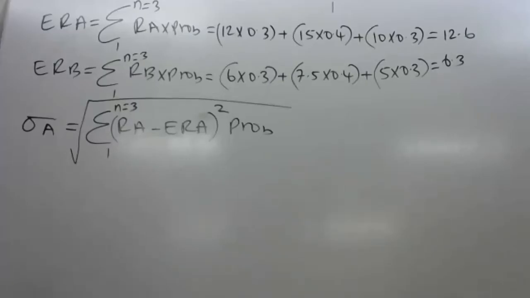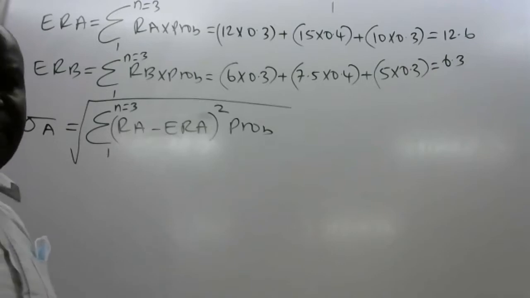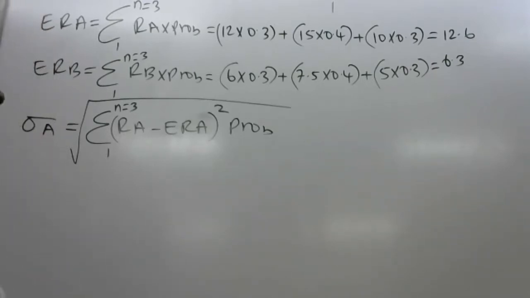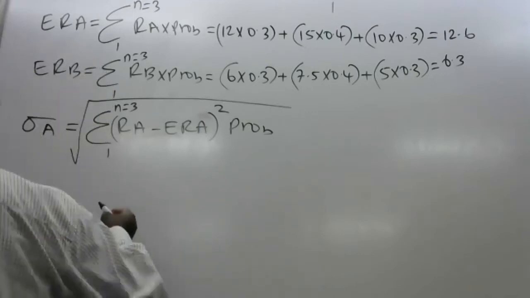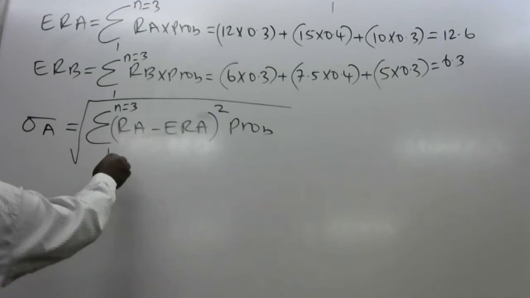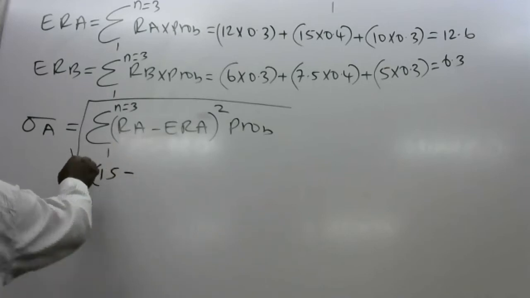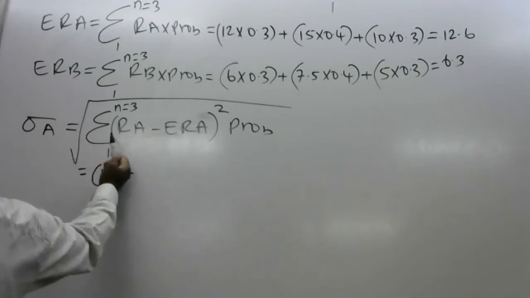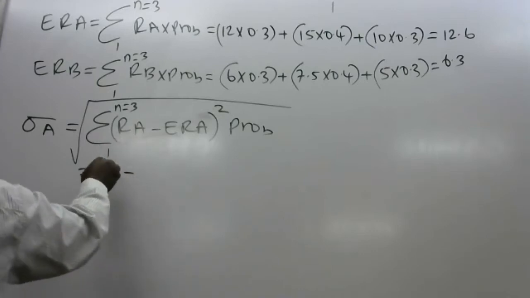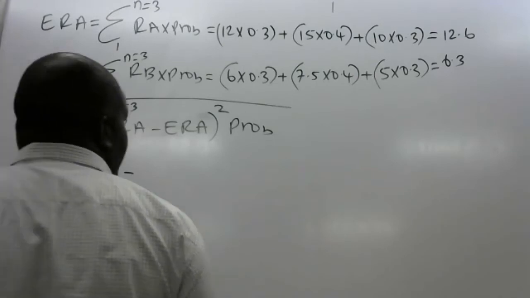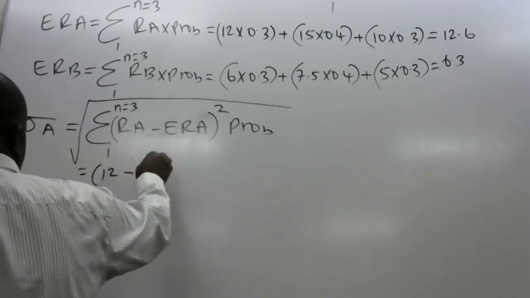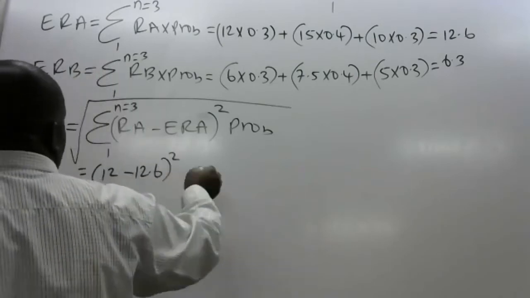...by the probability for that particular portion, multiplied by the probability for that element. So the first return for A, remember it was 15. So you subtract, so not 15, but 12. The first return for A was 12. We minus expected return, it was 12.6. So the difference is squared.